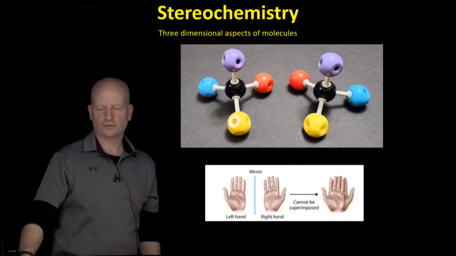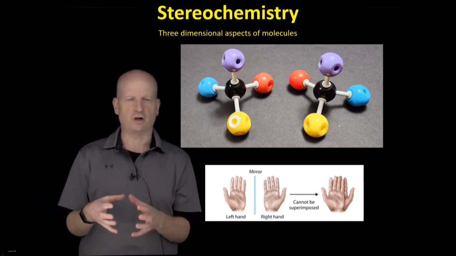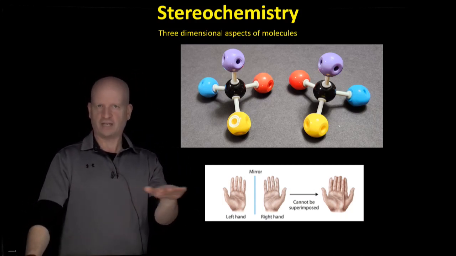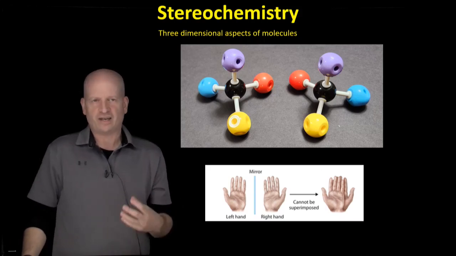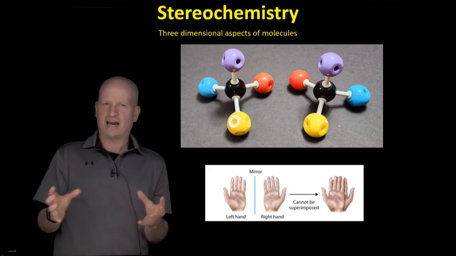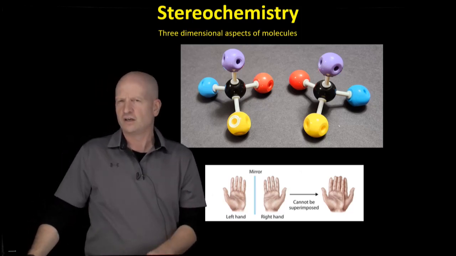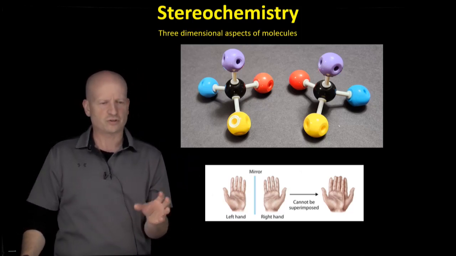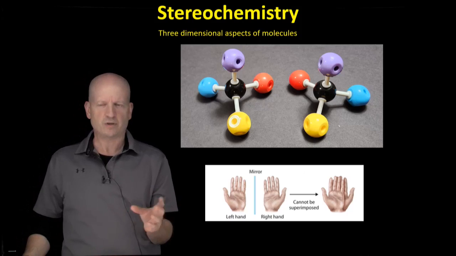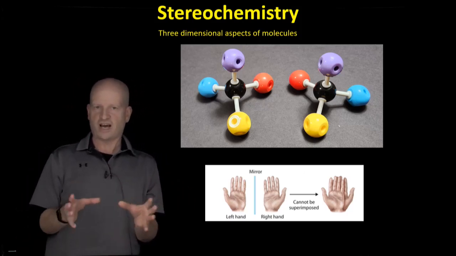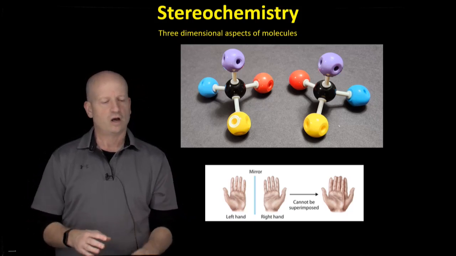Stereochemistry is the three-dimensional aspects of molecules. Normally when we draw molecules, we draw them on a flat surface. But we have to keep in mind that molecules are actually three-dimensional and there are consequences to this. For some molecules, they're actually identical to their mirror image. Some are not. And there are consequences to that we're going to talk about as well.